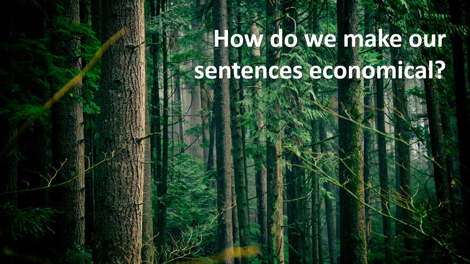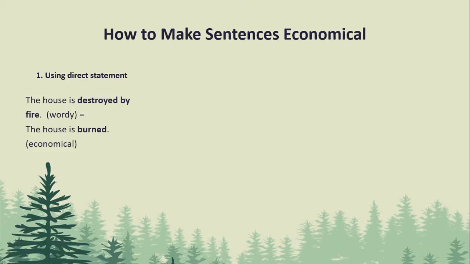So how do we make our sentences economical? We have a lot of ways, but let me show you the main ones. The first one is using direct statements. For instance, look at the following 2 sentences. The house is destroyed by fire. Here we didn't use a direct statement. Destroyed by fire is a wordy expression, so we can change it. We can even express the idea with one word: burned. The house is burned, so this one is economical.